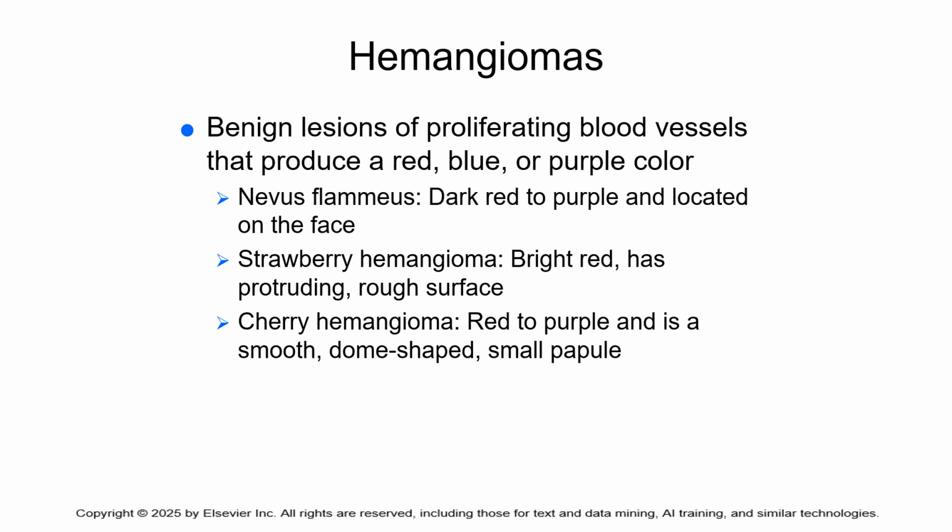Hemangiomas are benign lesions of developing blood vessels that create a lesion of red, blue, or purplish color. There's a nevus flammeus, which is a dark red or purple, usually on the face. There's a strawberry hemangioma, which is bright red and has rough edges, a rough surface. And then there's a cherry hemangioma, which is red to purple and is a smooth dome-shaped small papule.